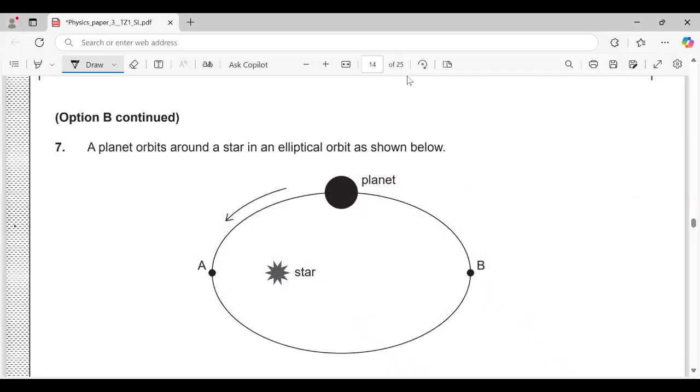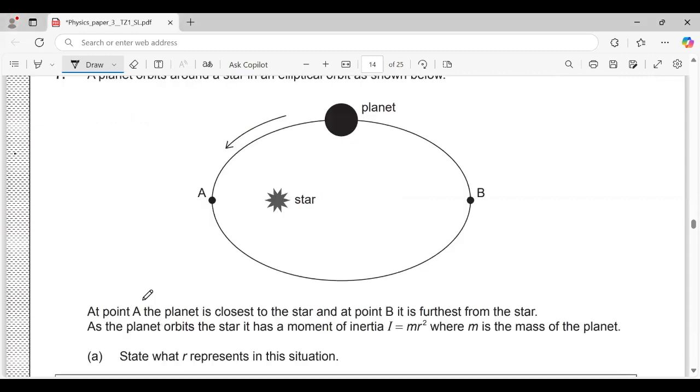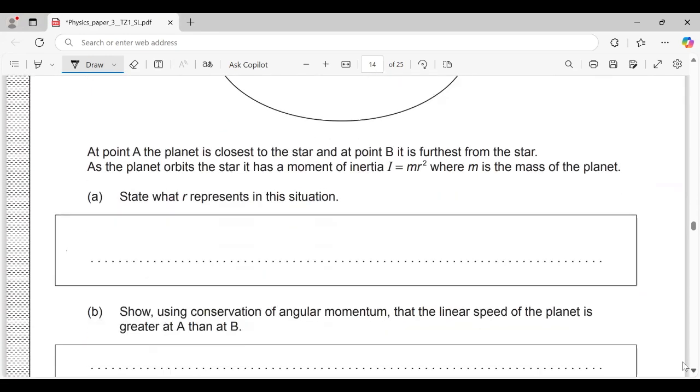Number 7. A planet orbits around a star in an elliptical orbit as shown below. Based on this diagram, at point A the planet is closest to the star, and at point B it is furthest from the star. So there are two points, A and B. As the planet orbits the star, it has a moment of inertia I equal to m r squared, where m is the mass of the planet. State what r represents in this situation.